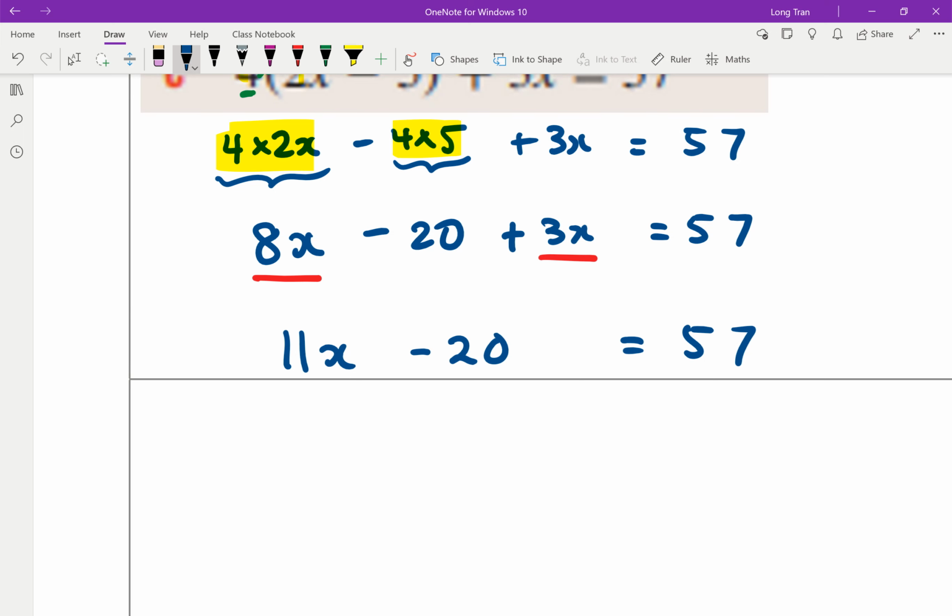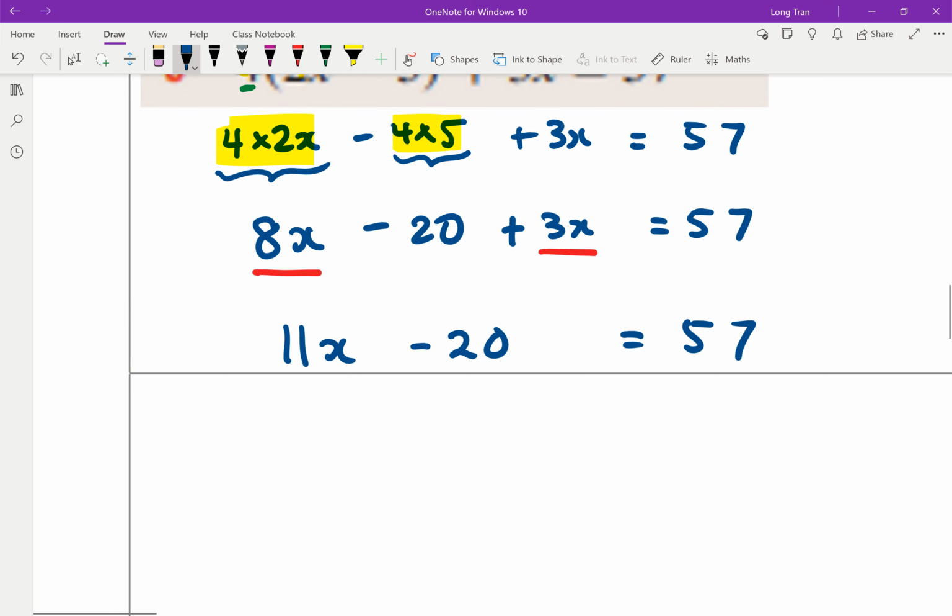The 8x and the 3x add together gives you 11x in total. All right, so now from here, our goal is to find x. What can I remove first? Or what should I remove first? What am I removing first?